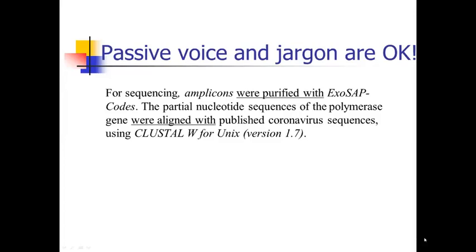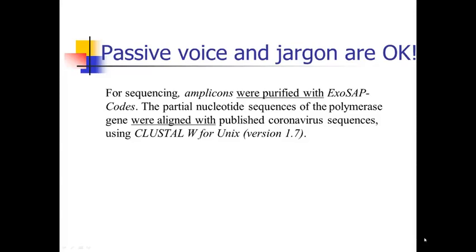unlike the rest of the manuscript, where I'm going to tell you to use less jargon and use active voice. So for example, in this paper they said, "For sequencing, amplicons were purified with ExoSAP. Polymerase gene sequences were aligned with published coronavirus sequences using Clustal W for Unix." There's a lot of jargon and it's in the passive voice. All of that jargon is appropriate there.